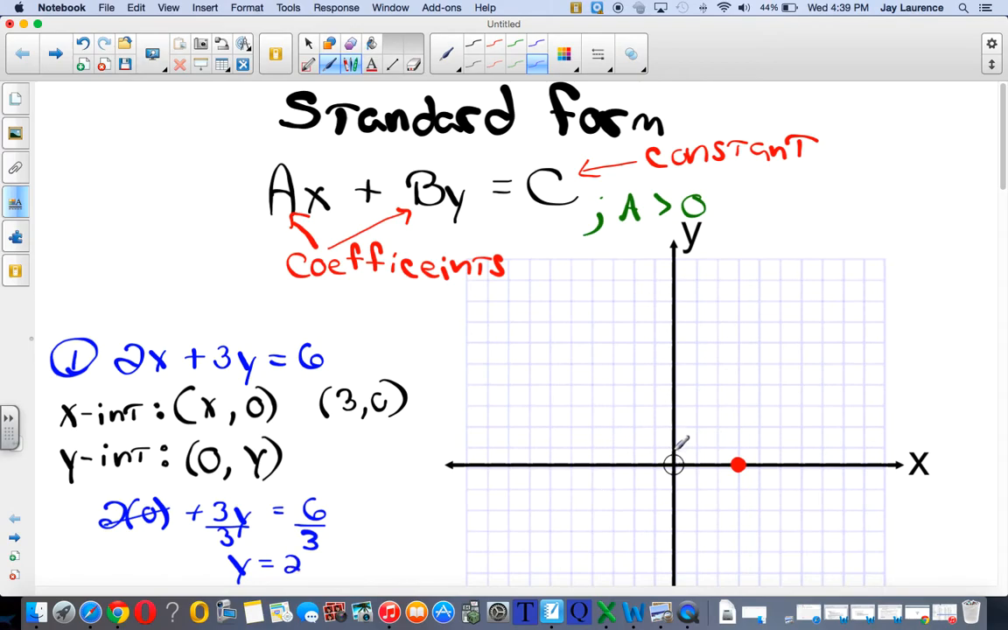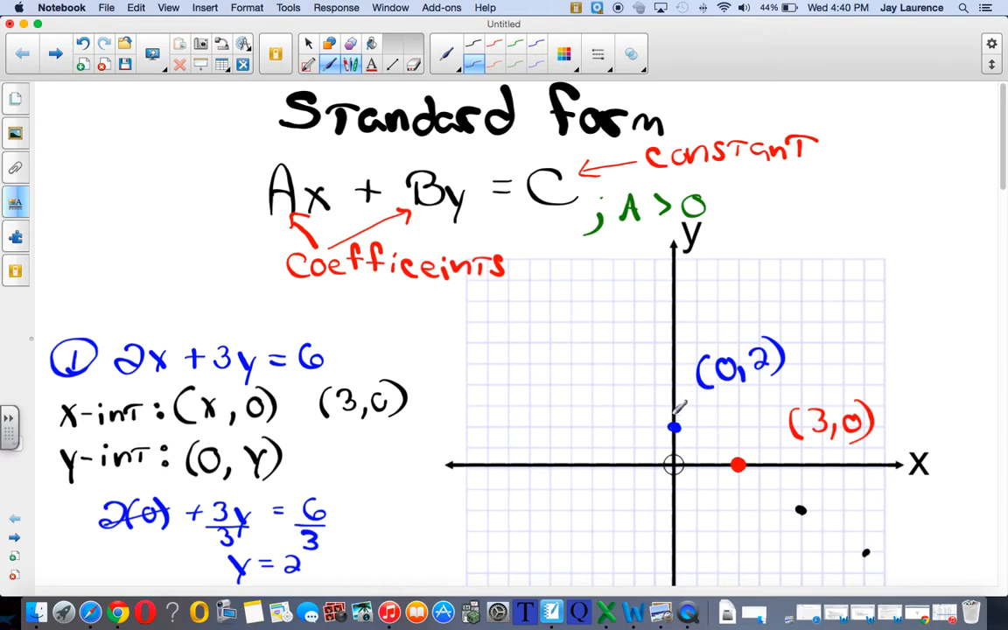So 0, 1, 2. My y-intercept is 0, 2, and my x-intercept is 3, 0. Now I could draw my line, but like Lainey Thompson says, I like to get a couple extra points. I'm going to check out my slope here. It looks like I'm going down 2, right 3. So I'm going to go down 1, 2, and right 1, 2, 3. Down 2, right 1, 2, 3.